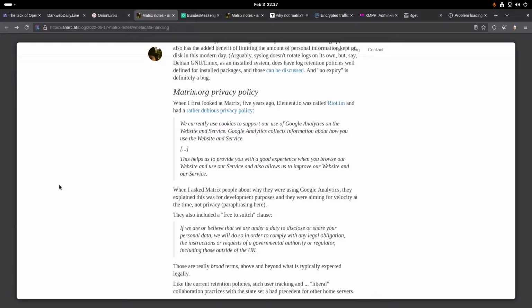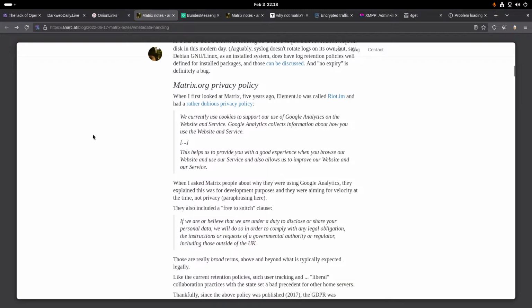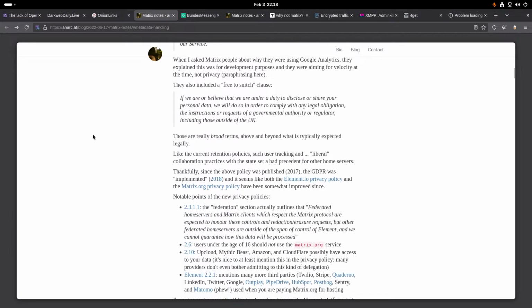Simple. When I first looked at Matrix 5 years ago, Element.io was called Riot IM, and it had a rather dubious privacy policy. "We currently use cookies to support the use of Google Analytics on our website and service. Google Analytics collects information about how you use the website. This helps us provide you with a good experience when you browse our website and our services." When I asked Matrix people why they were using Google Analytics, they explained to me it was for development purposes and they were aiming for velocity at the time, not privacy.